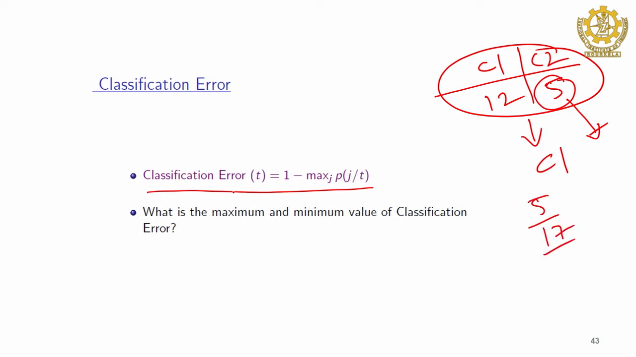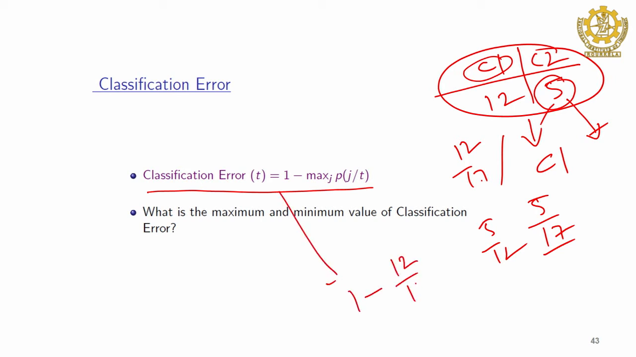What is the classification error? That is 1 minus the maximum probability, the probability of the class which is maximum. Here the C1 class probability is 12 by 17 and the C2 class probability is 5 by 17, and which one is the maximum? 12 by 17. Therefore, the error will be 1 minus 12 by 17, which is 5 by 17.